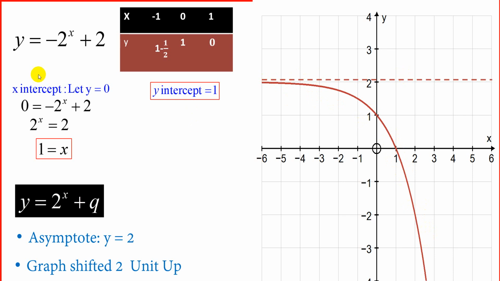So here we have a graph of y equal to minus 2 to the power x plus 2. And you'll notice that the x-intercept is 1, y-intercept is 1, which we found, and the asymptote here is y equal to 2, which shows you the graph has moved 2 units up compared to the graph of y equal to minus 2 to the power x. Thank you.